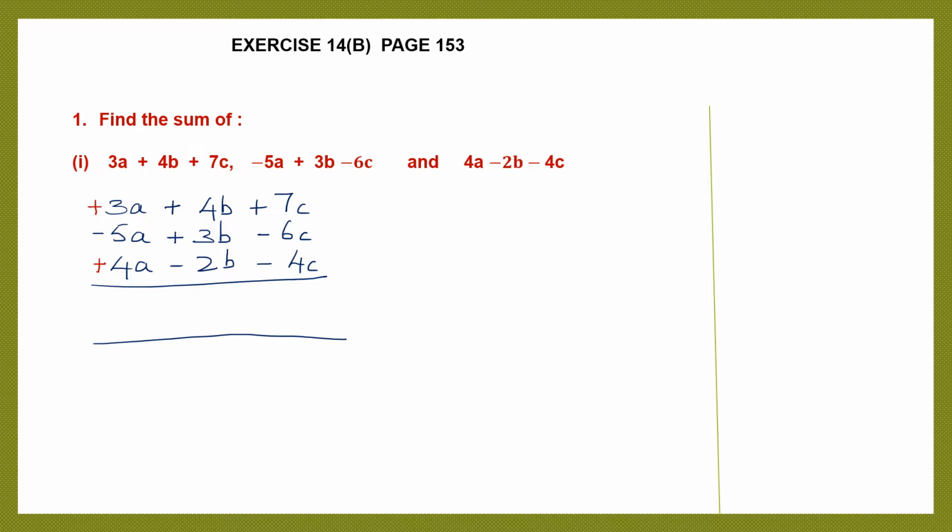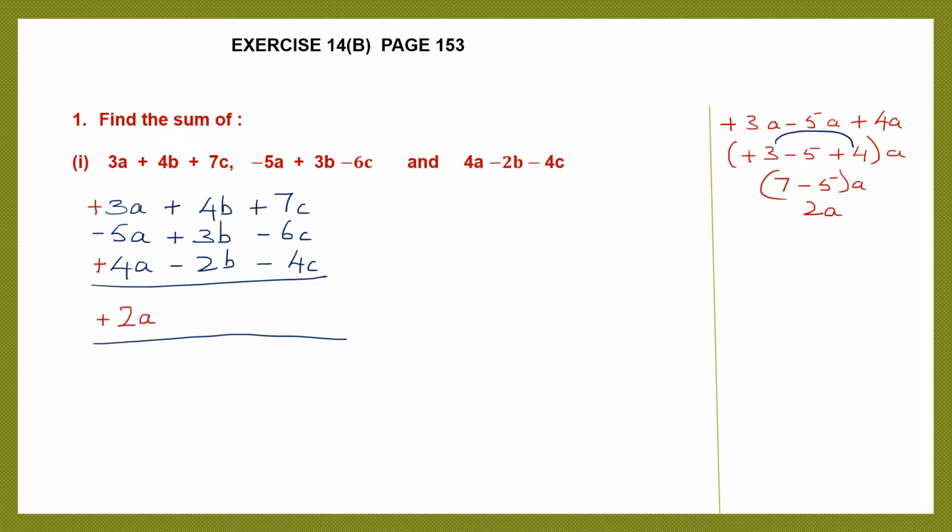Now let's take only the a's and work out and see the answer. So I have plus 3a minus 5a plus 4a. So let's write only the numbers. Plus 3 minus 5 plus 4a. Add the numbers with the plus sign. 3 plus 4. So that is 7 minus 5a. 7 minus 5 is 2. So 2a. So here I have plus 2a.